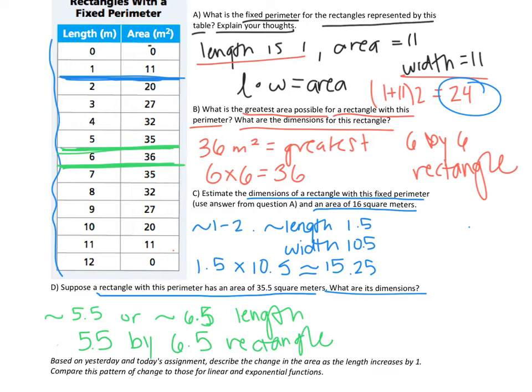And again, we know that's not actually equal to 35.5. But again, we're just using our knowledge of our table. Okay? And so this one, our area would be 35.75, right? So again, approximation, it's pretty close to 35.5, again, based on our table.